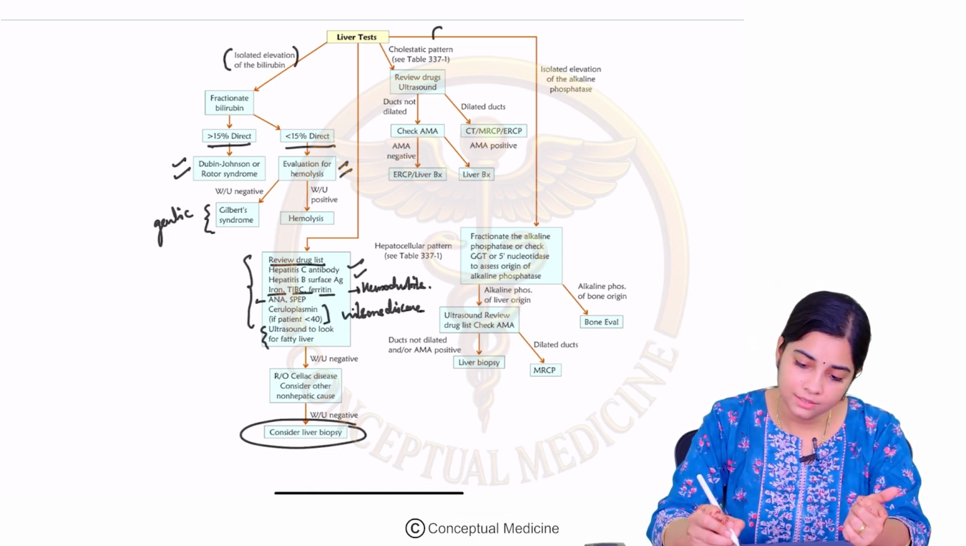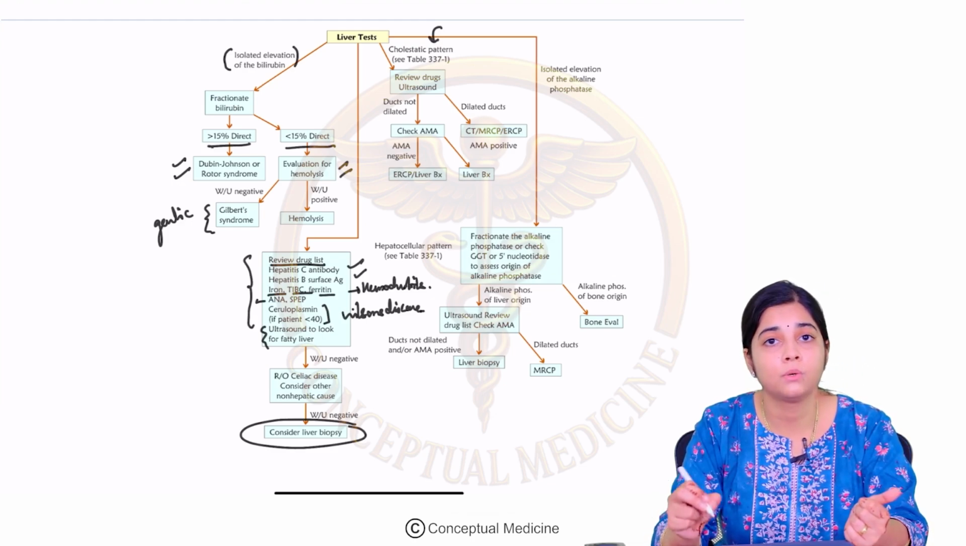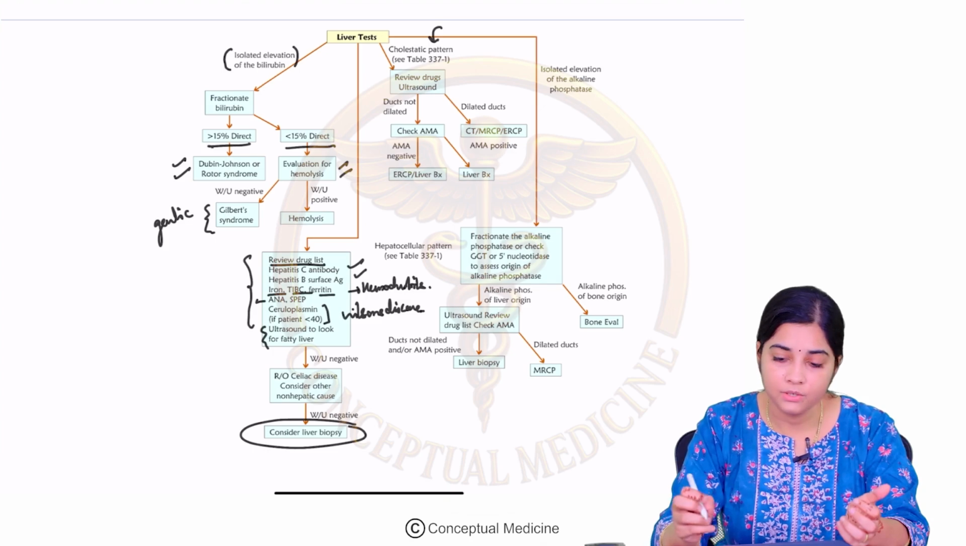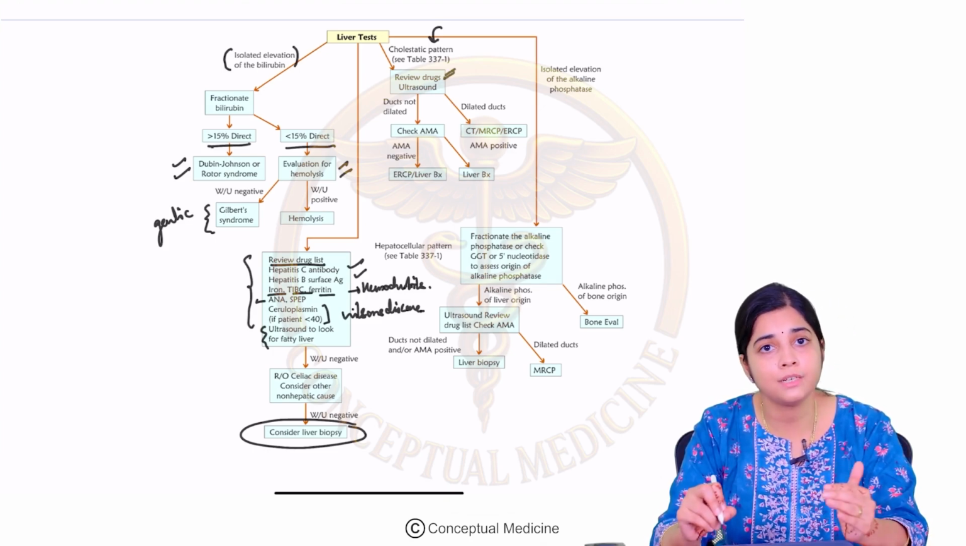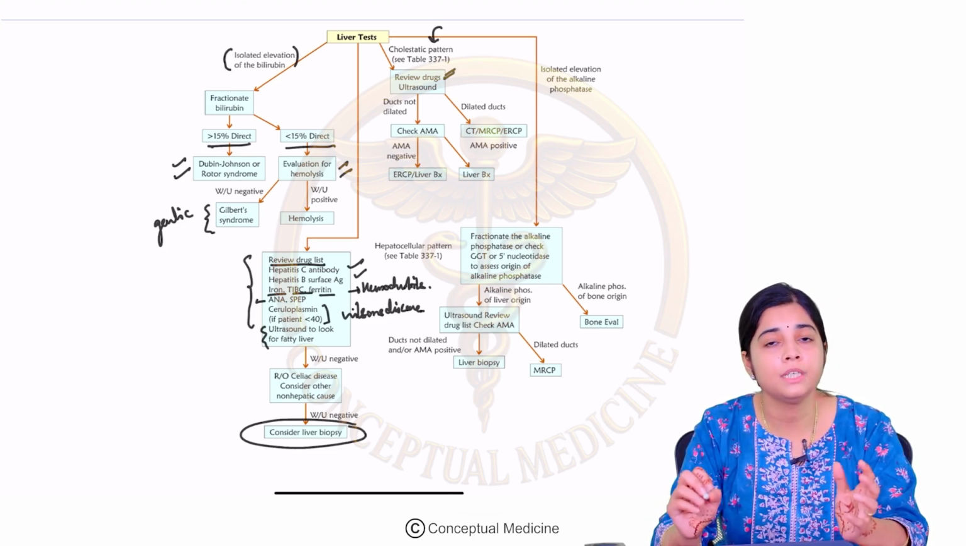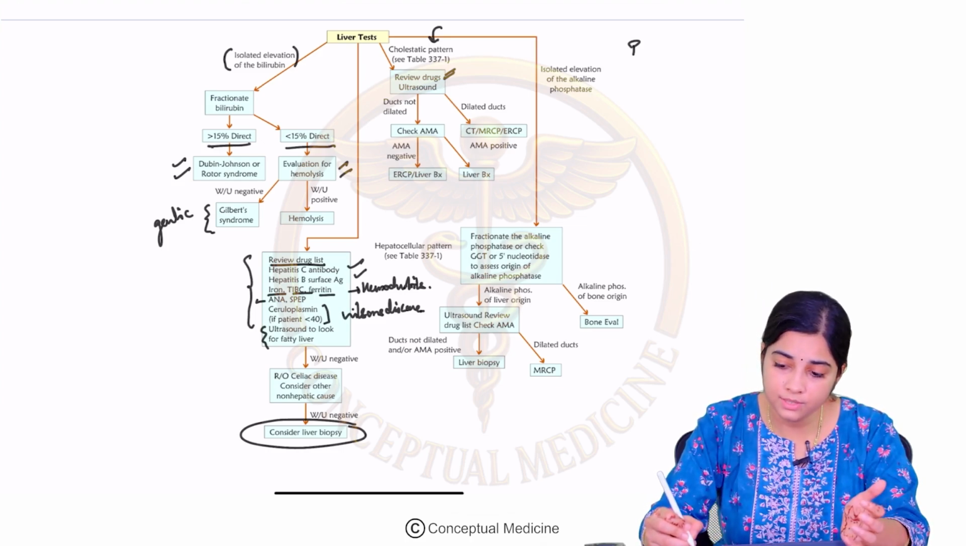Fine. Then the third pattern, if you find, is your cholestatic pattern. In your cholestatic pattern, you will have ALP and GGT elevation. Alkaline phosphatase and gamma-glutamyl transferase will be elevated. So again, you rule out drugs. There are a lot of drugs which can cause cholestatic liver injury. You look at the drug list and do an ultrasound. What is the function of the ultrasound? Ultrasound in cholestatic liver injury can be used to see the bile ducts.